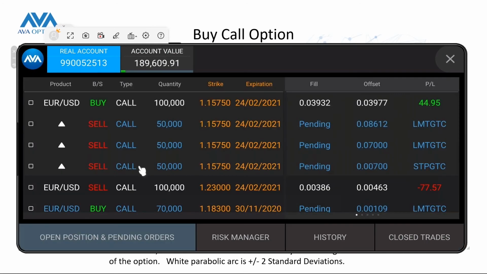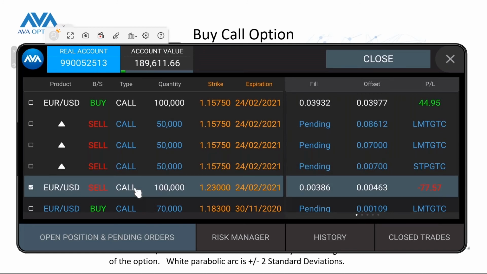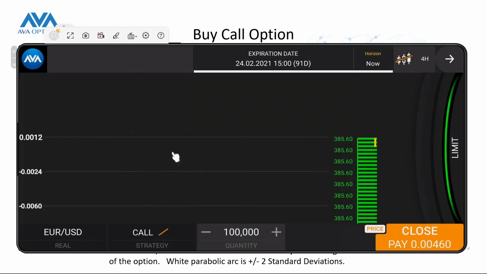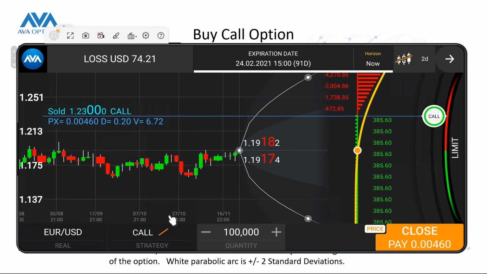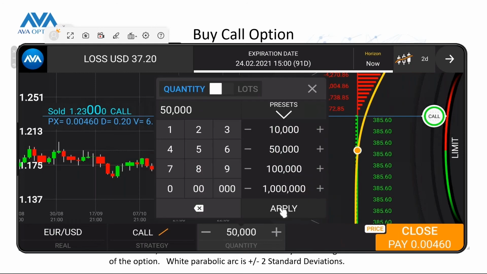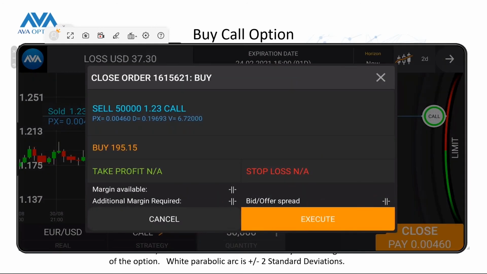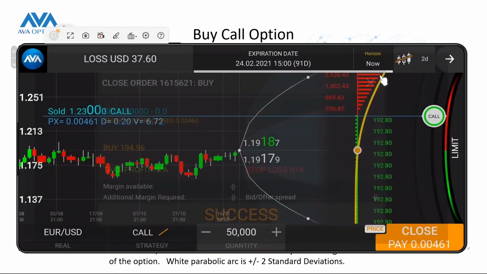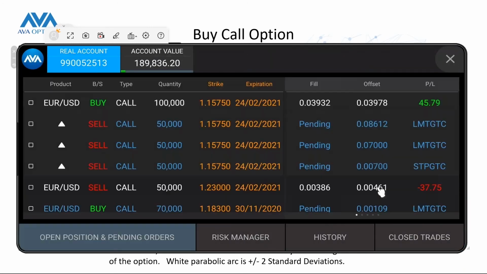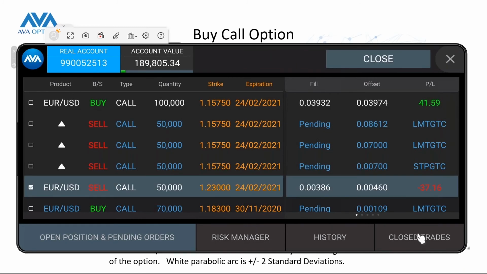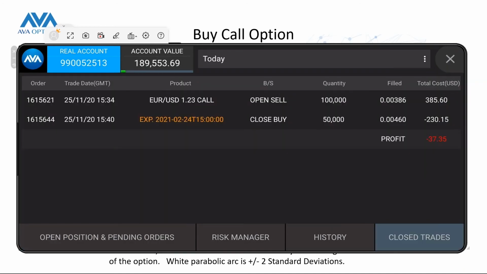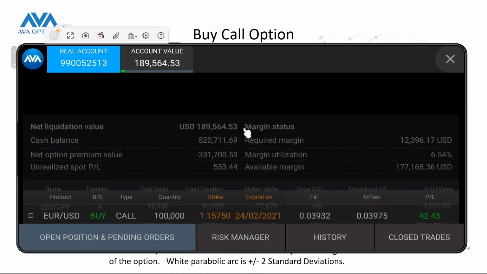If I close 50,000 of this one, instead of 100,000, we'll close 50. Hit close, execute, nice and quick. So that trade is now only 50 instead of 100, right, this one. And if I look at closed trades, there it is. So you've got everything in the palm of your hand, a very neat platform.